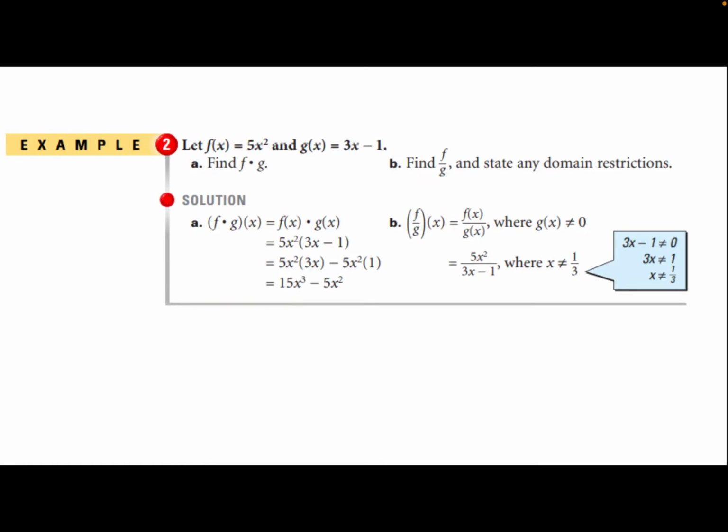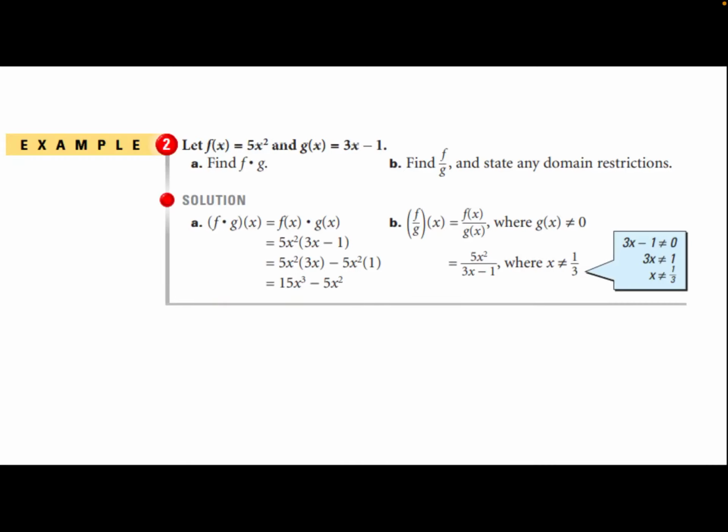Example 2, let f of x equals 5x squared and g of x equals 3x minus 1. A, find f times g. So you would multiply the two expressions together and distribute to get 15x cubed minus 5x squared. And for B, find f divided by g and state any domain restrictions.